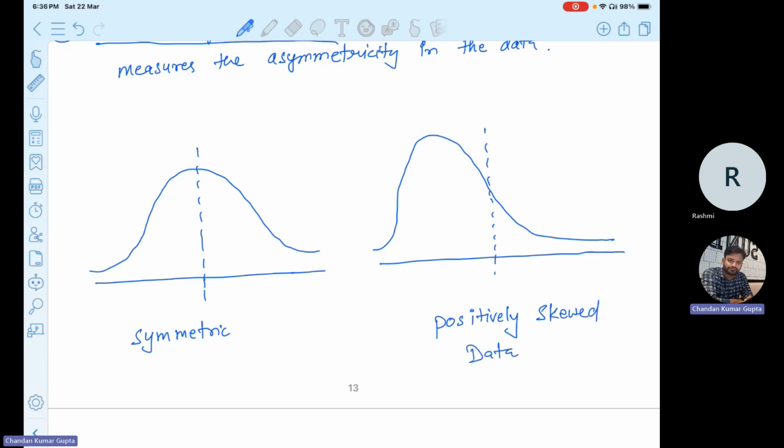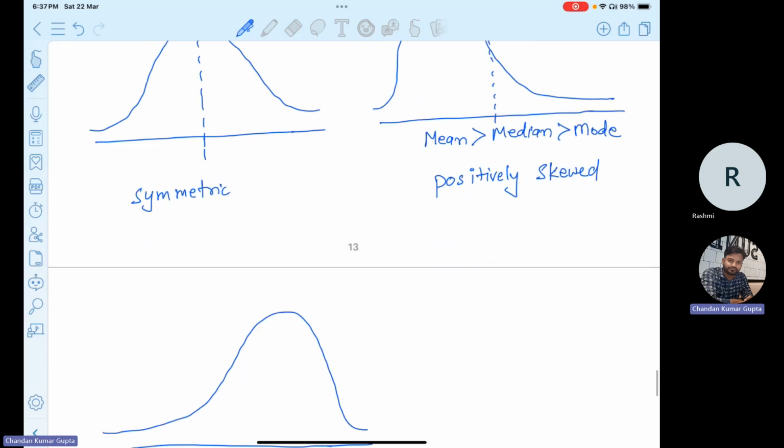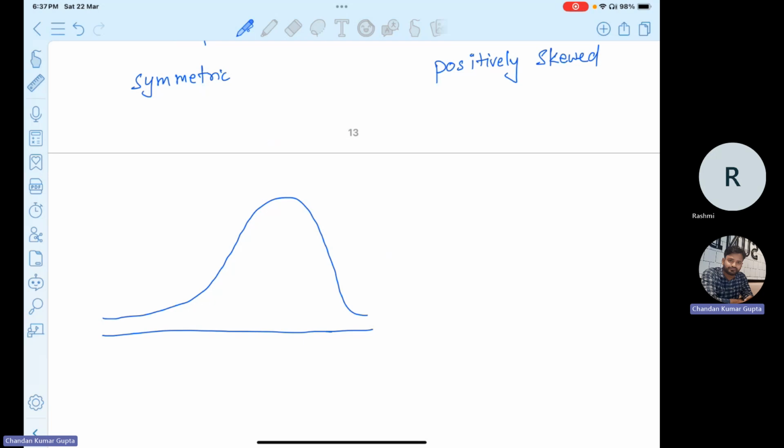Okay, positively skewed plot. In positively skewed data, we observe that the mean is always greater than the median, which is greater than the mode. Okay, and also there is this one, which is negatively skewed data.